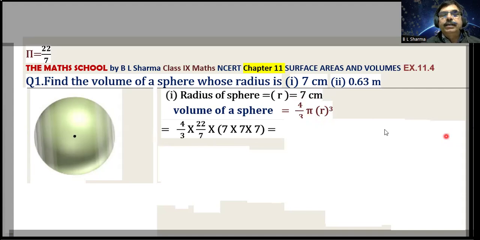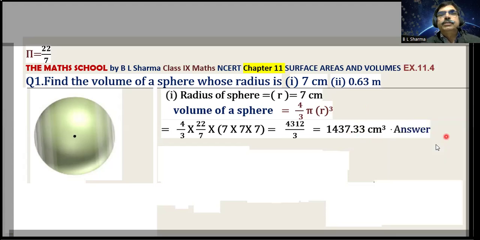And now on calculating, we get the answer, that is 4312 by 3. And after dividing this by 3, we get 1437.33 centimeter cube, or you can also write 1437 whole 1 by 3. So this is the answer of the very first part of the question, means the volume of a sphere when the radius is given 7 centimeter. And keep in mind, this is the formula for calculating the volume of a sphere. In a sphere and hemisphere, we need only radius. So radius is already given here.